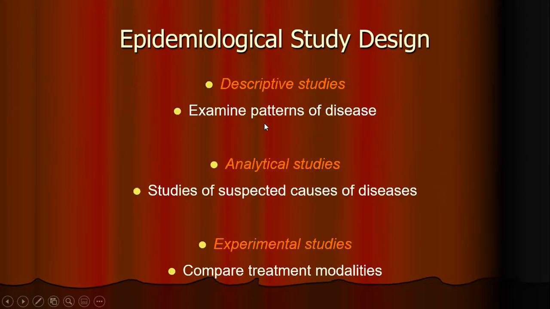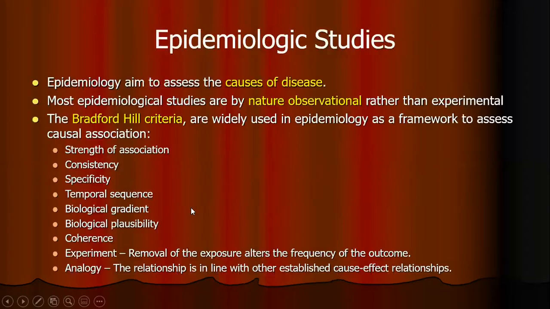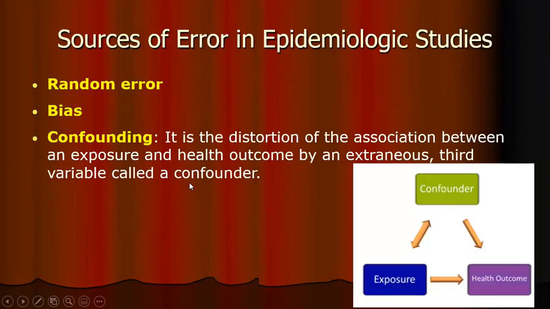So descriptive studies examine the pattern of disease. Analytical studies are used basically to identify the cause of disease, and experimental studies are used to compare treatment modalities. So epidemiological studies aim to assess the cause of disease, and most epidemiological studies are by nature observational rather than experimental. Bradford Hill criteria are used as a framework to assess causal association, which includes strength of association, consistency, specificity, temporal sequence, biological gradient, biological plausibility, coherence, experimental evidence, and analogy.